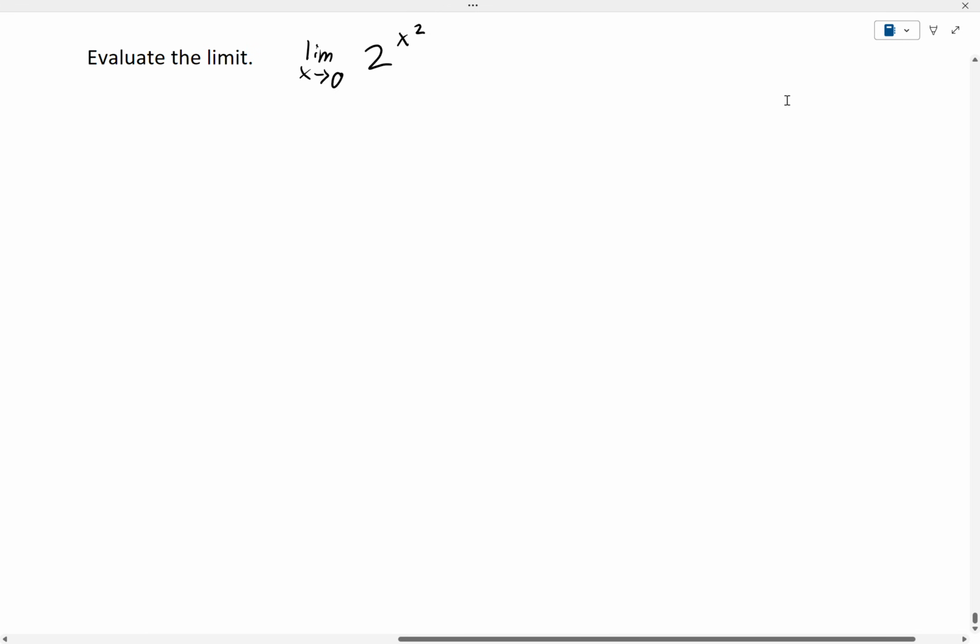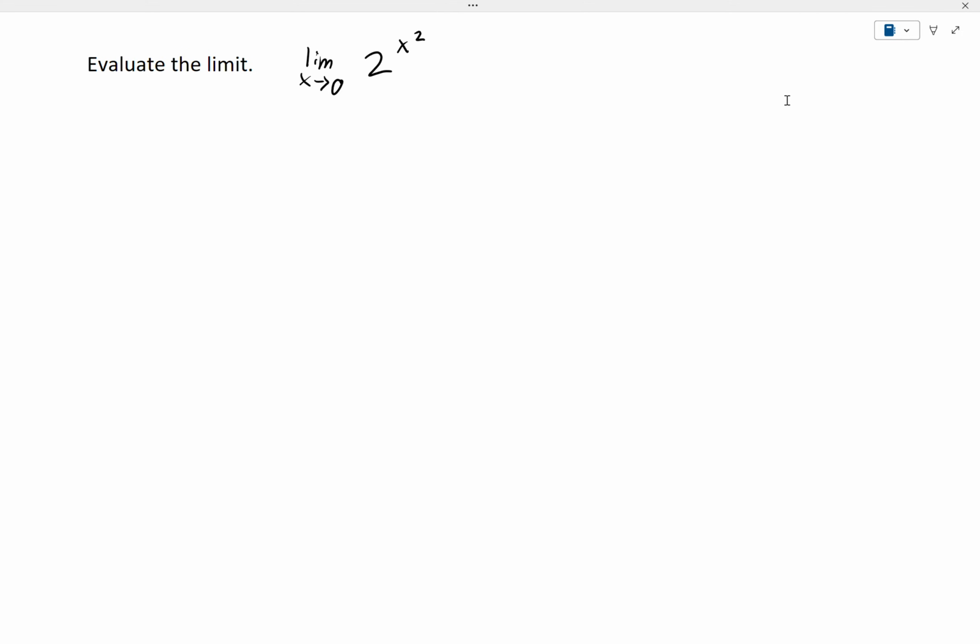In this video, we're going to be doing another limit problem. So we're looking at the limit as x goes to 0 of the function 2 to the x to the second. So with those exponents up there, the order of operations says that you do the exponent first, which isn't really clear in this problem.